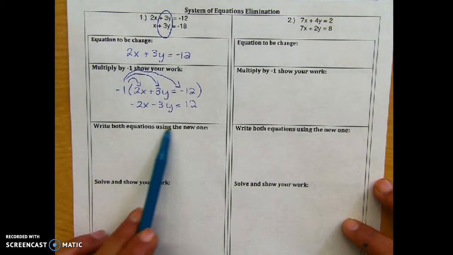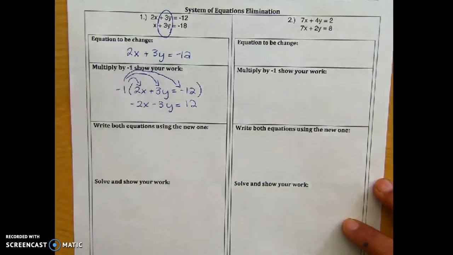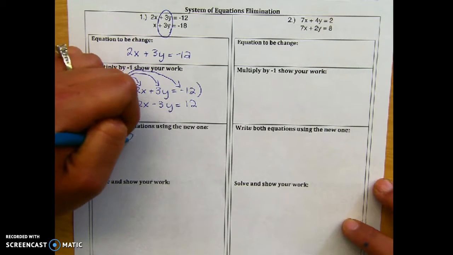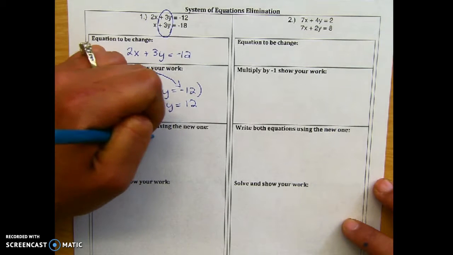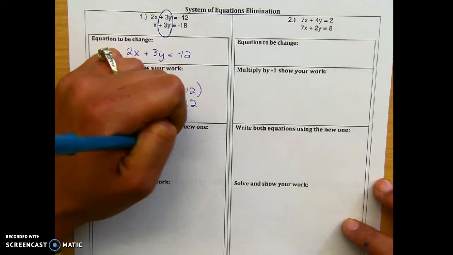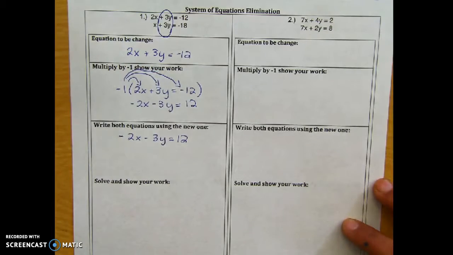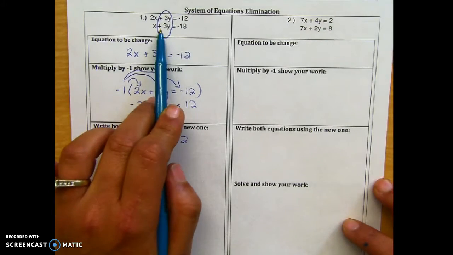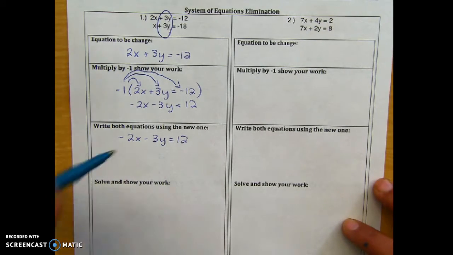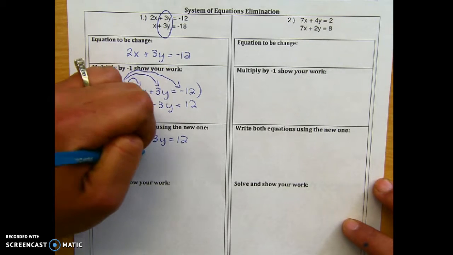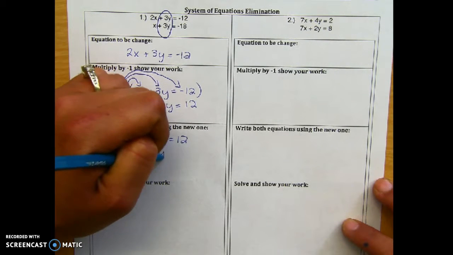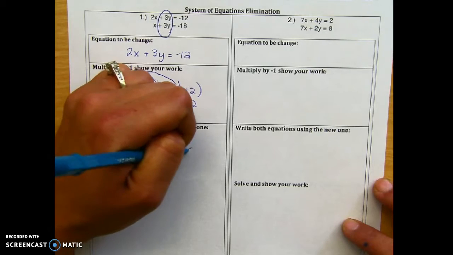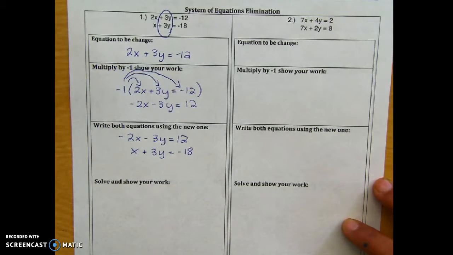Here I'm going to write both equations I'm using. I changed the first one, so I'm going to write the new first one. And I'm going to keep the original second one because that's how I'm going to have my zero pair. This worksheet is allowing me to go step by step.